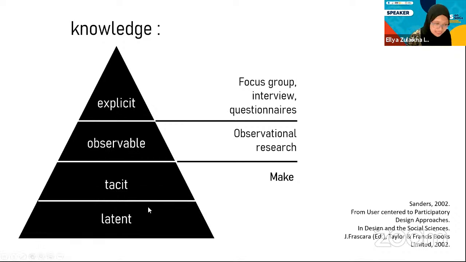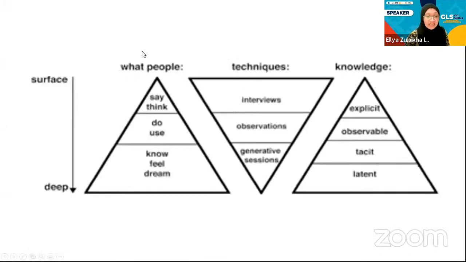So how to access the tacit and latent? Latent is your obsession, something like that. Your deep desire in your heart. You can only access it if you ask them to make something. Because if we only rely on what people say, perhaps it is only the surface, and people are sometimes not honest to express their feelings and their experience about something.